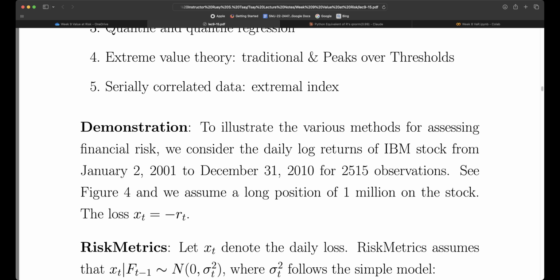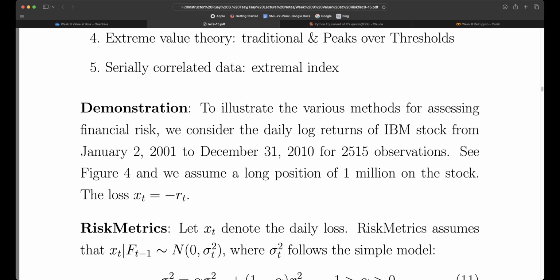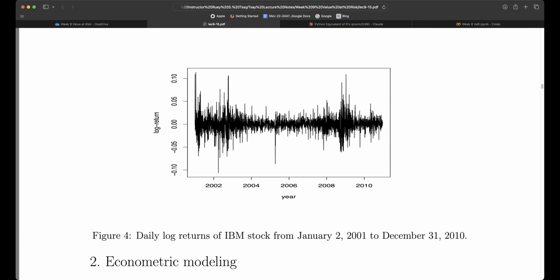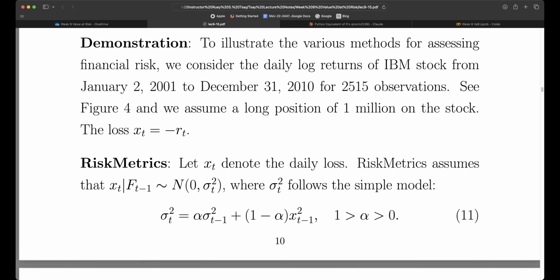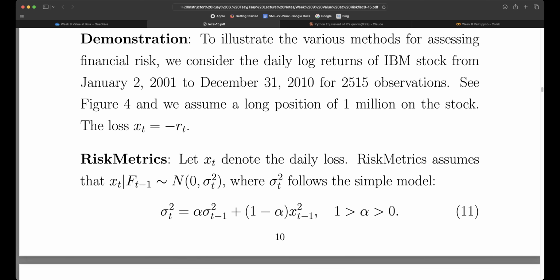Okay, to illustrate various methods for assessing financial risk, we can consider the daily log return of IBM stock from January 2nd, 2001 to December 31st, 2010, for 2,515 observations. See figure 4. We have a long position of 1 million in the stock, and the loss is this one. So this is a log return, figure 4. And then, for the long position, the loss is simply the minus.